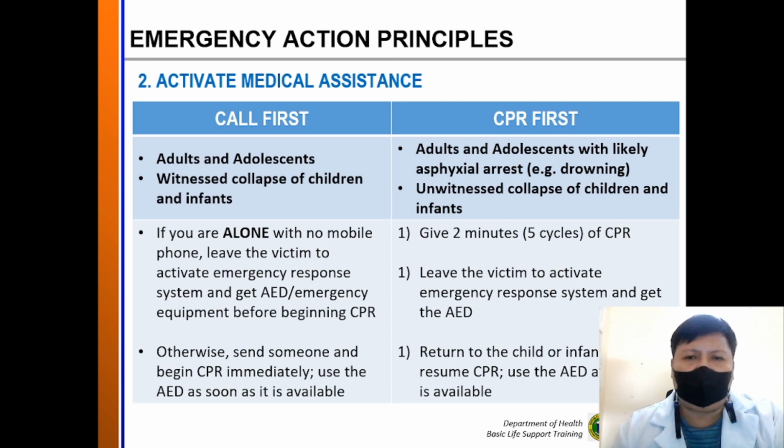When to CPR first: adults and adolescents with likely asphyxial arrest, for example drowning, and unwitnessed collapse of children and infants. Give 2 minutes, 5 cycles of CPR. Leave the victim to activate the emergency response system and get the AED. Return to the child or infant and resume CPR. Use the AED as soon as it is available.